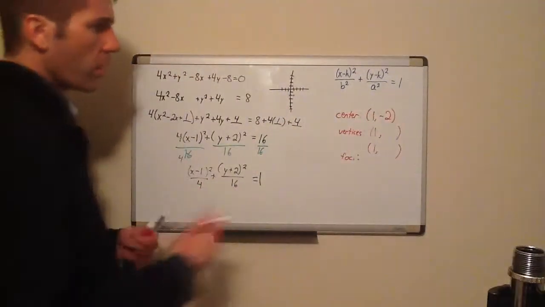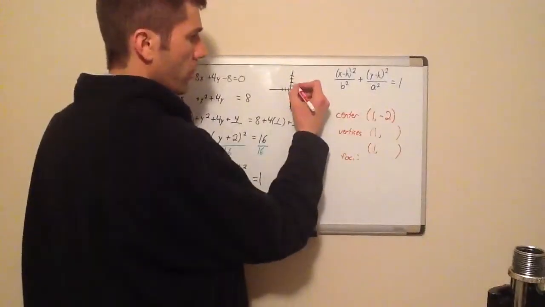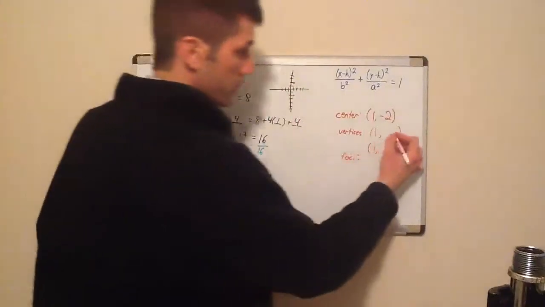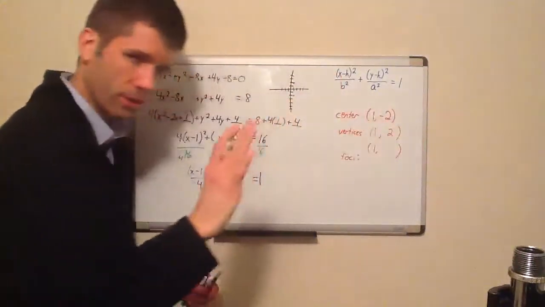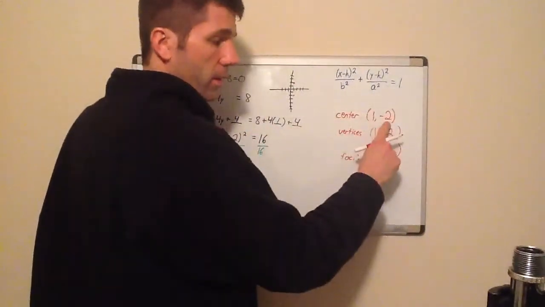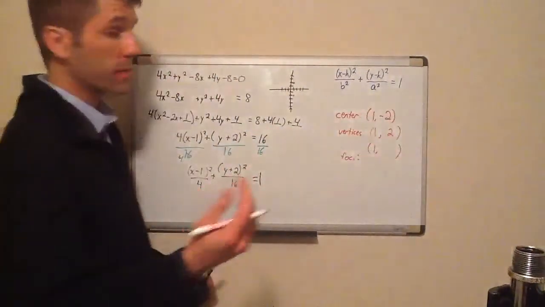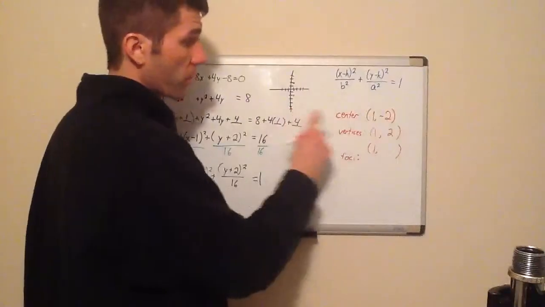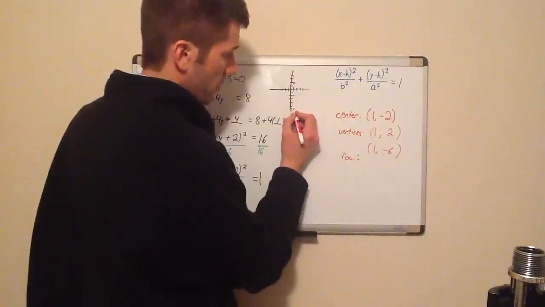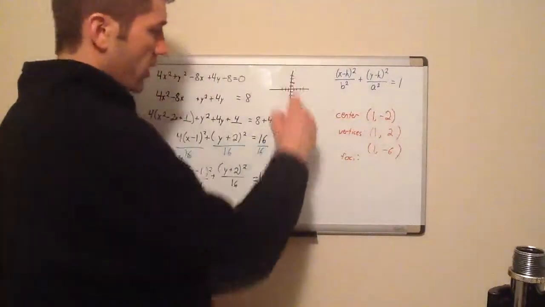Okay, so we're going to go 4 up, 1, 2, 3, 4. That puts us at (1, 2). Now, we could have gotten this with arithmetic and without a graph. We add 4 to that. Likewise, we would subtract 4 from the center, and it'll give us a -6. So there it is. So we know it's taller than it is wide.